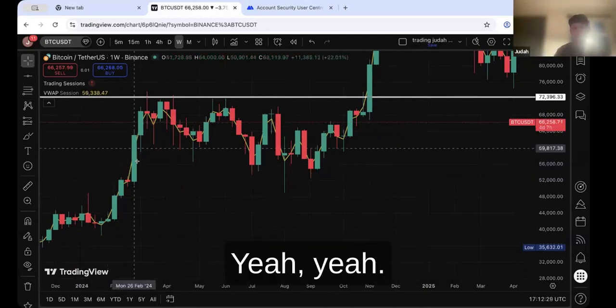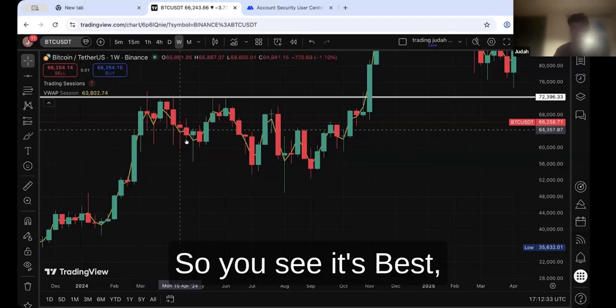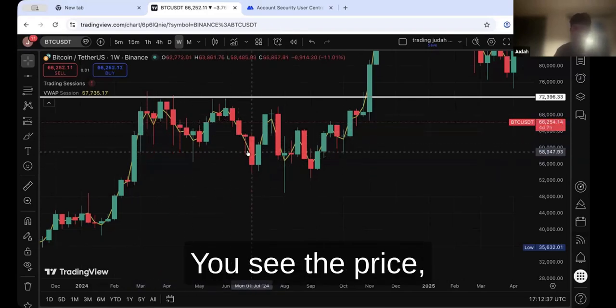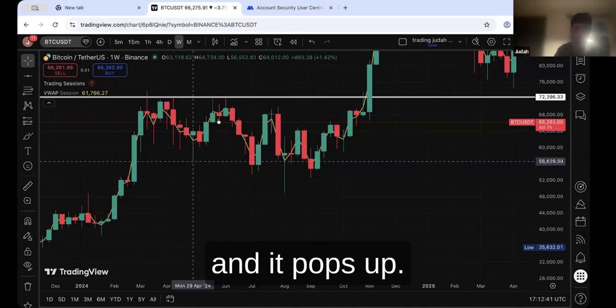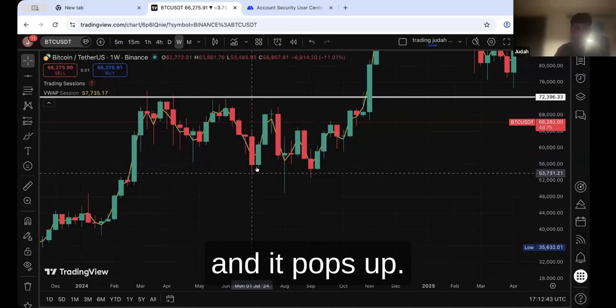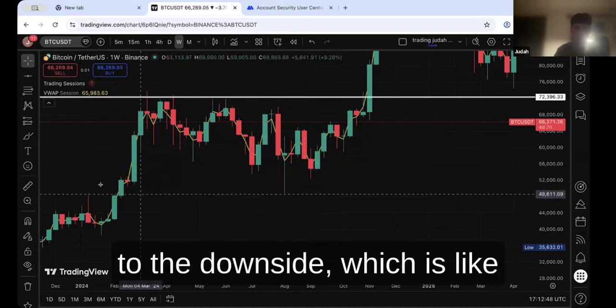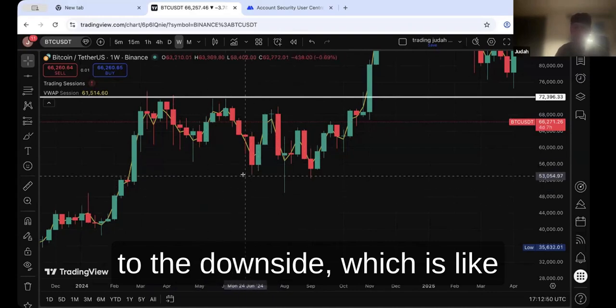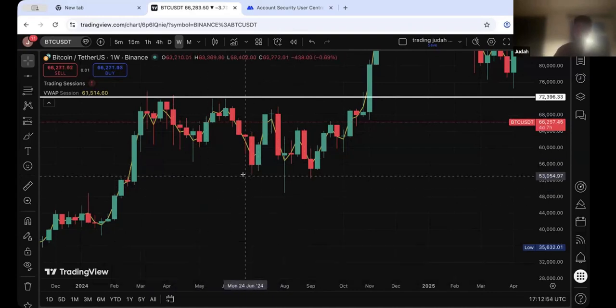Yeah, yeah. So then you just do the same thing as I just did. You see, it's best, I think, right here. The price starts here. The price goes down and it pops up. The price goes down and it pops up. So there also seems to be something here to the downside, which is helping the price. It's supporting the price. That's why it's called a support.